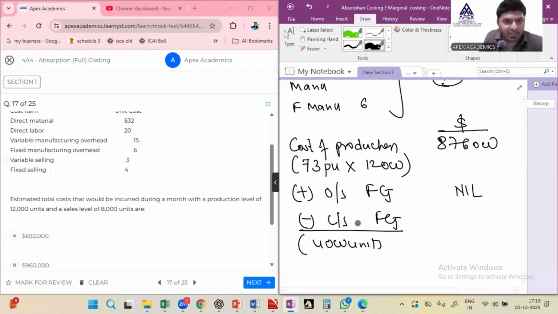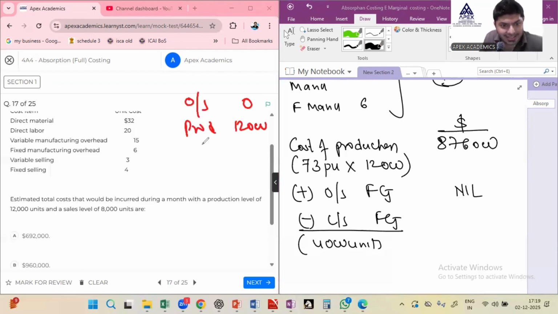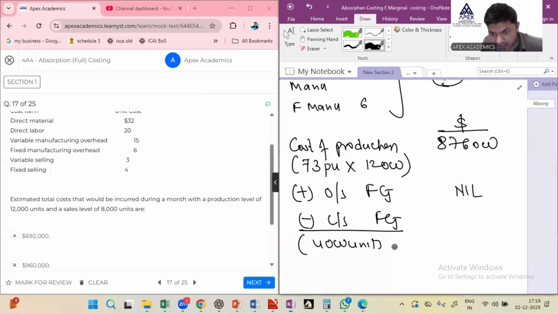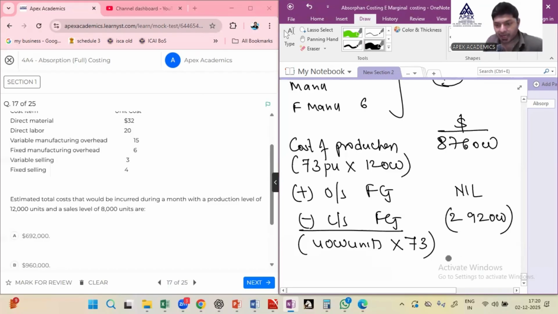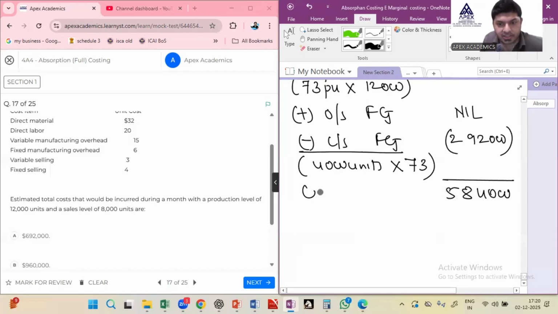How? Please pay attention. Opening stock was 0, production was 12,000, sale was 8,000. Obviously, closing stock is 4,000. Please try to understand. So 4,000 units under absorption costing will be valued at cost of production, that is 73 per unit. So my closing stock comes to 2 lakhs and 92,000 to be subtracted. What I am left with is 5 lakhs and 84,000. This is nothing but my cost of goods sold.